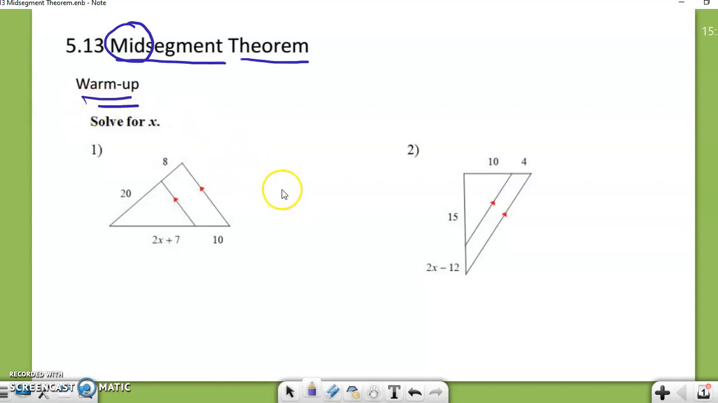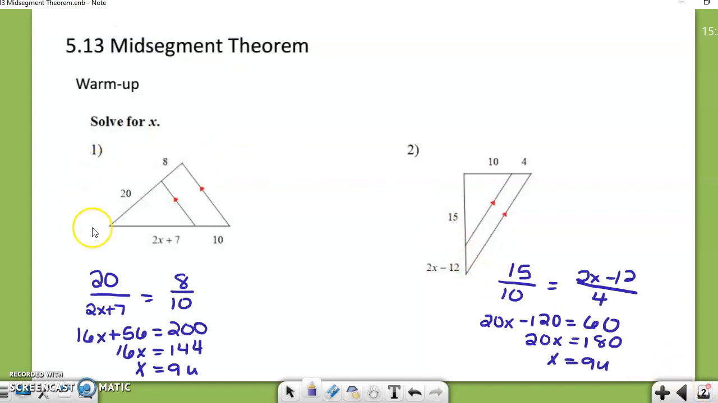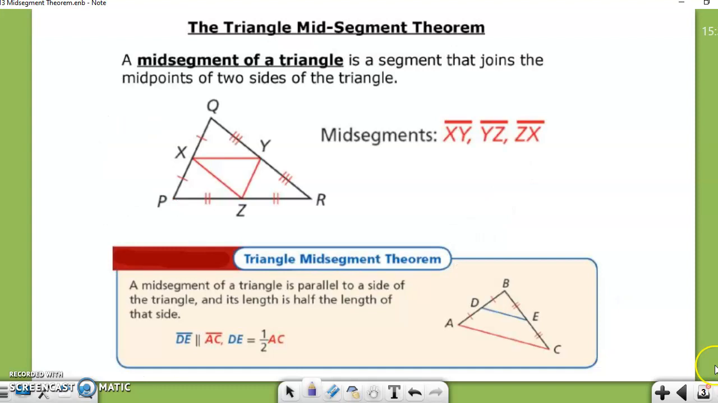I want you to sketch or use these from your packet that you printed. You notice you have parallel lines, and we learned what that does, how it cuts triangles proportionally. So I want you to set up your proportions and solve for x. Pause the video and come back and check your work. Hopefully you found that x equals 9 in both cases. All right, let's get into that mid-segment theorem.